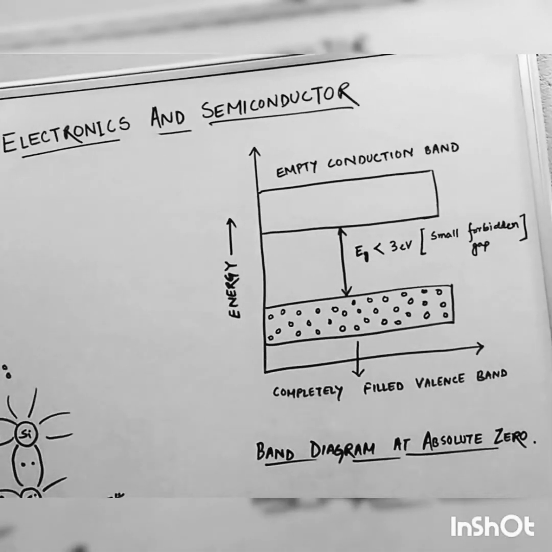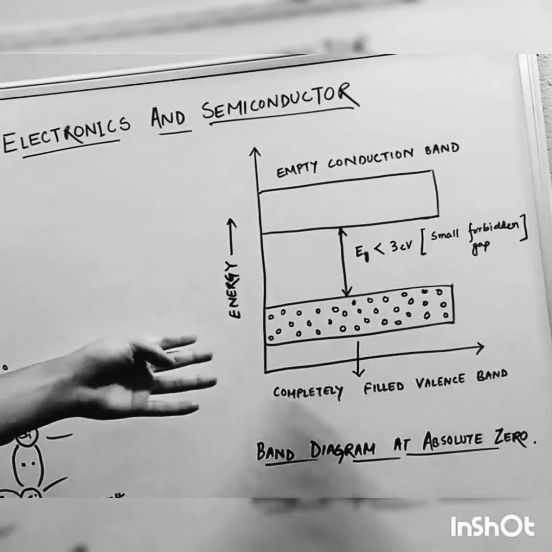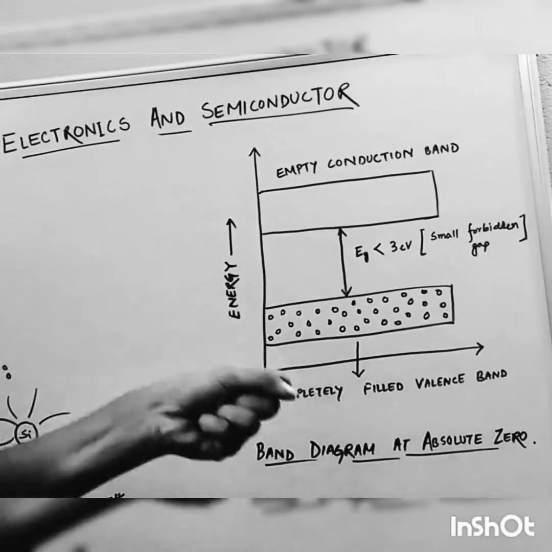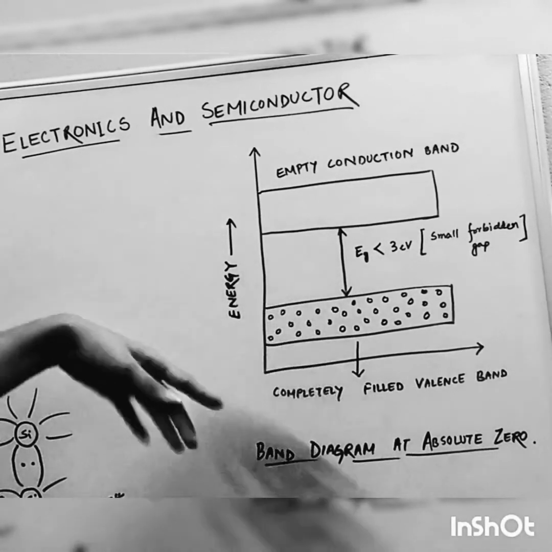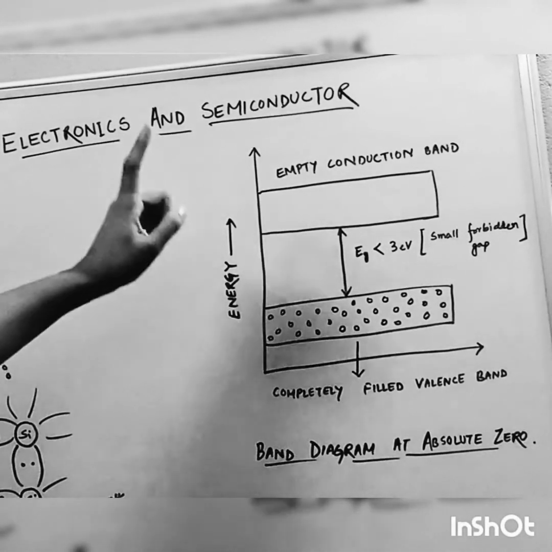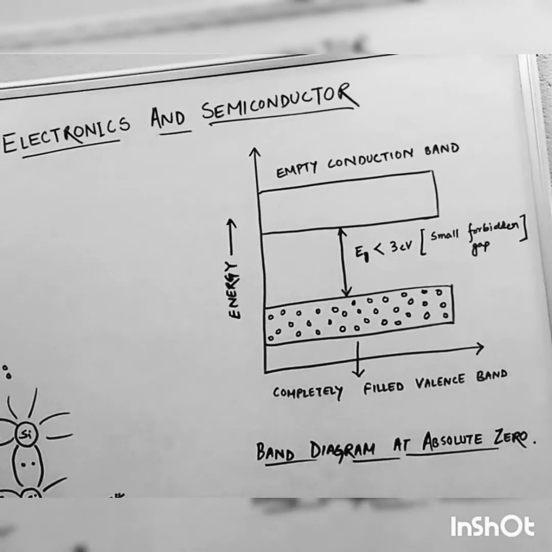But as the temperature rises, suppose this semiconductor is placed at room temperature, what happens? Some of the electrons in the valence band will gain energy and they will be able to jump into the conduction band, and those electrons will act as free electrons, and those electrons will be responsible for conduction of electricity. So as the temperature increases, the conductivity of a semiconductor will increase.